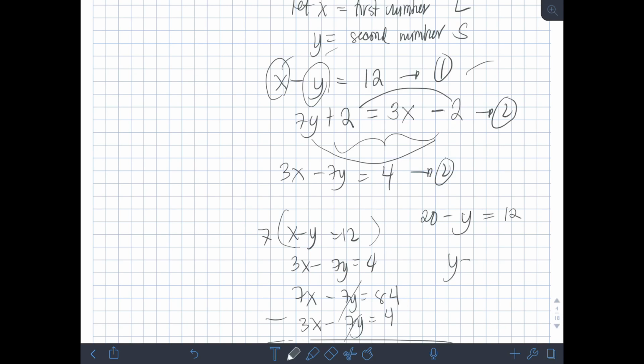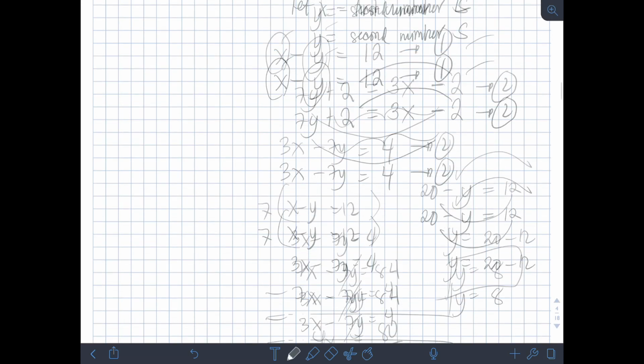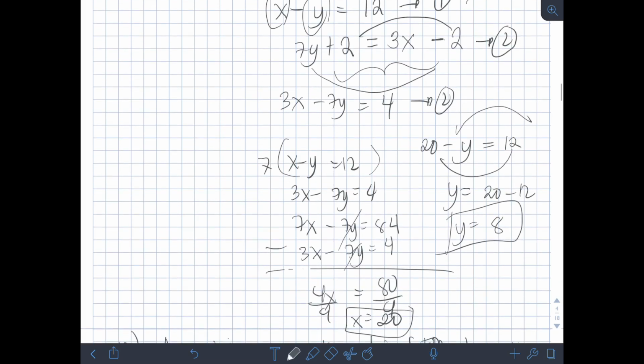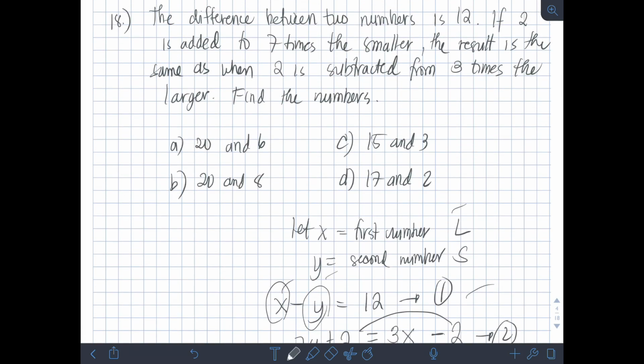So, therefore, y is equal to 20 minus 12, or y is equal to 8. So, therefore, the two numbers are 20 and 8. So, the answer is letter B.